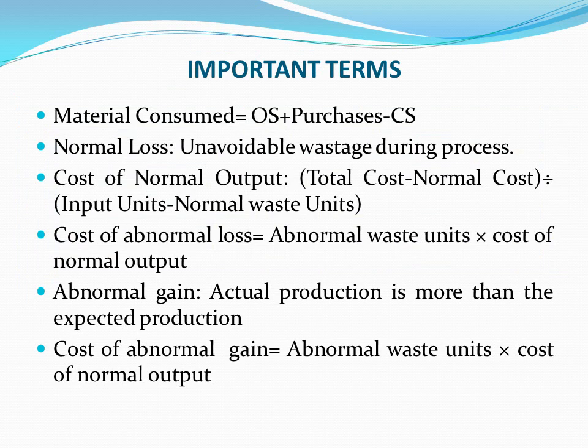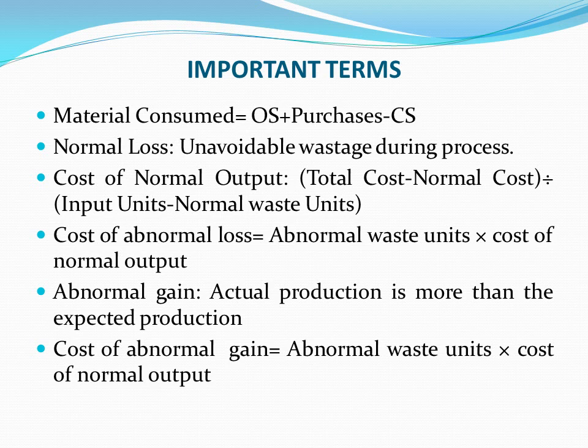Important terms. To find out the material consumed, we add purchases to the opening stock and subtract the closing stock. Normal loss is the unavoidable wastage during a process. How to calculate the cost of normal output? Total cost, less normal cost, divided by the input units minus normal waste units. Cost of abnormal loss: abnormal waste units into the cost of normal output.